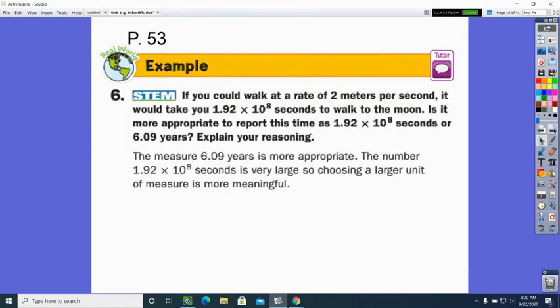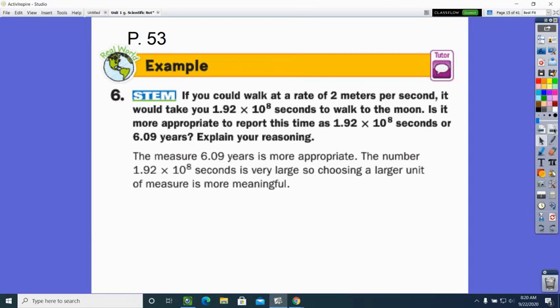So the final thing we're going to do today is just talk about, when do we use certain units? So imagine if you could walk at a rate of 2 meters per second. It would take you 1.92 times 10 to the 8 seconds to walk to the moon.